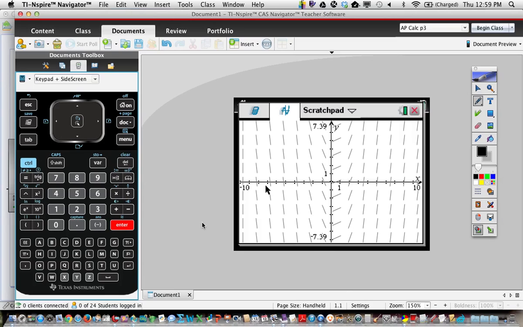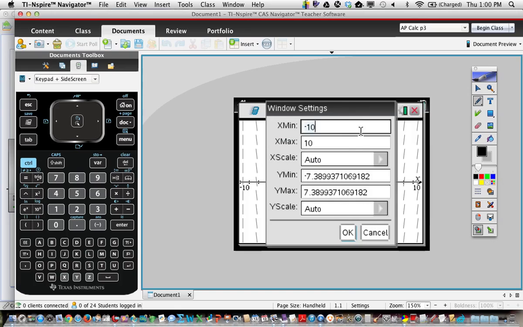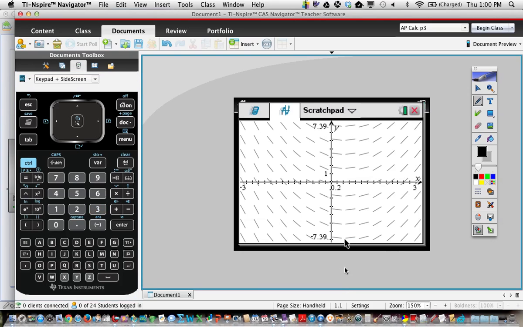I think if we change our window, it'd be a little better. So let's change our window. And let's go -3 to 3. And the y we can probably leave the same. There we go. That's a little more interesting. And you can really see the parabola there.